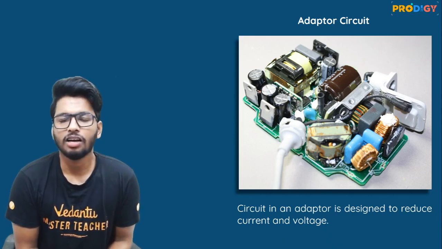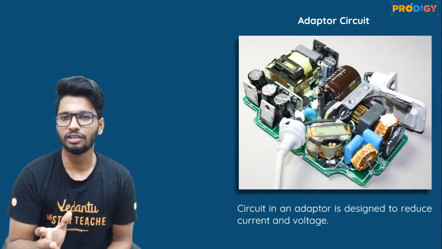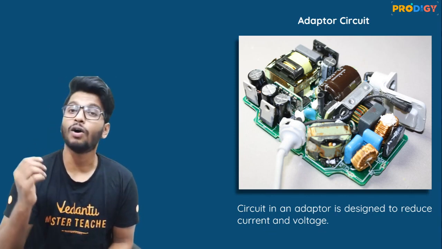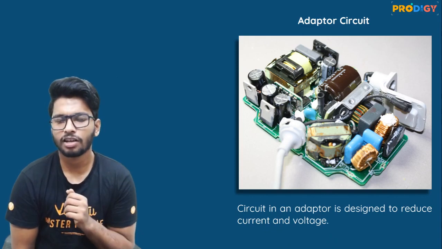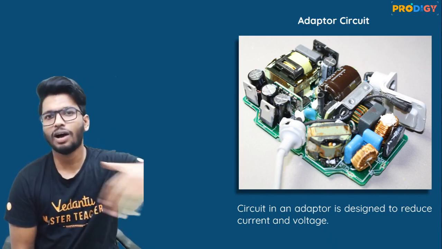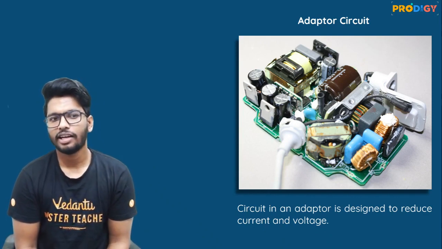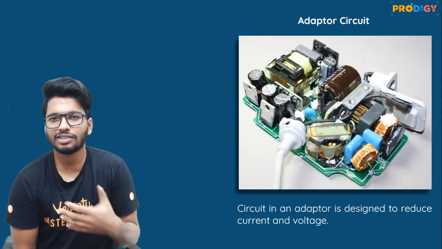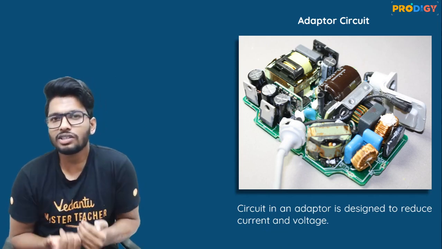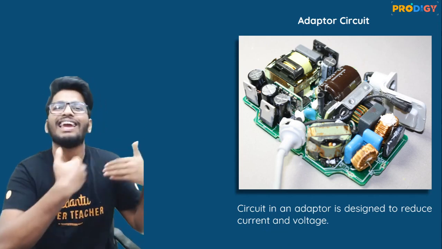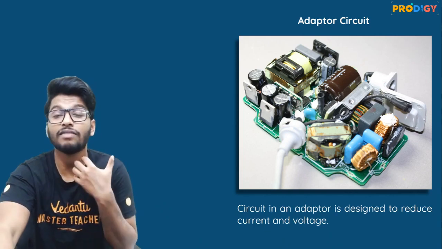So here's the thing guys, a lot of you might have seen, or for sure you would have seen, a mobile adapter or a laptop adapter. Now the whole point of having an adapter is because the voltage supply at home in India is around 230 volts. Now a mobile phone, if you notice, cannot work at that high voltage and that high current. So in order to reduce the current and voltage that goes into an electric circuit like a mobile phone or a laptop, that is why we have an adapter.